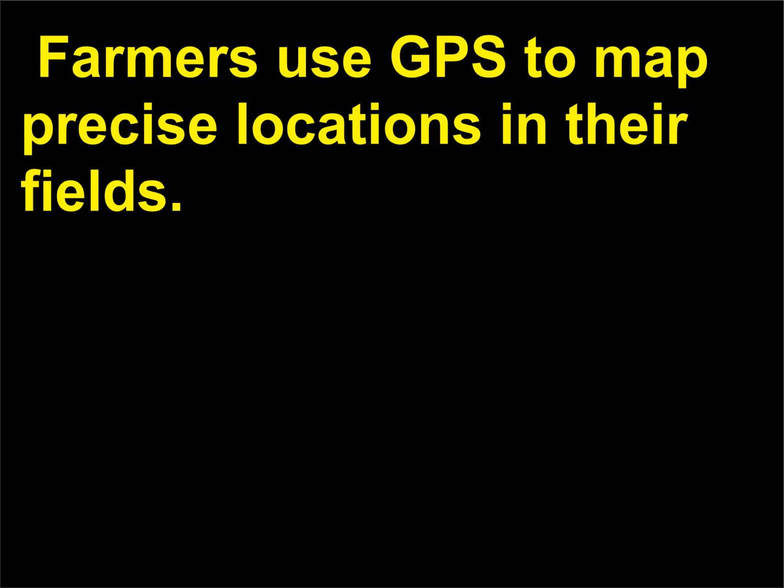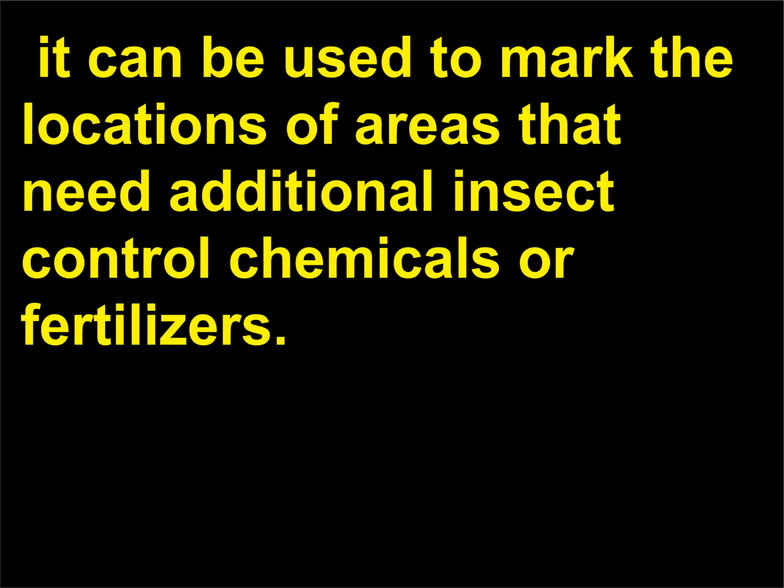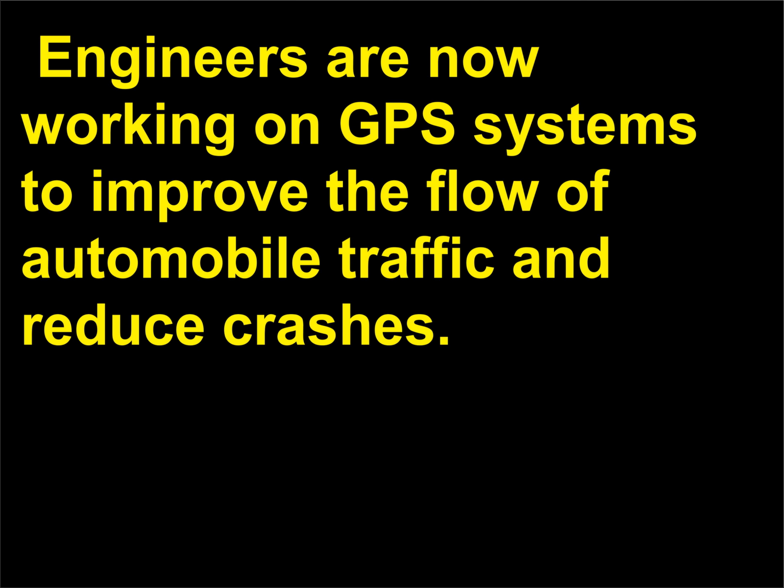Farmers use GPS to map precise locations in their fields. Not only does this information improve planting, it can be used to mark the locations of areas that need additional insect control chemicals or fertilizers. Engineers are now working on GPS systems to improve the flow of automobile traffic and reduce crashes.